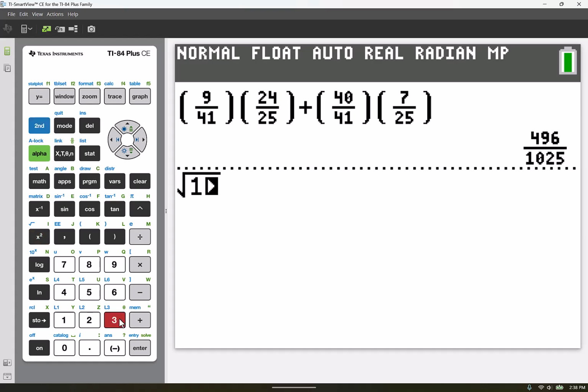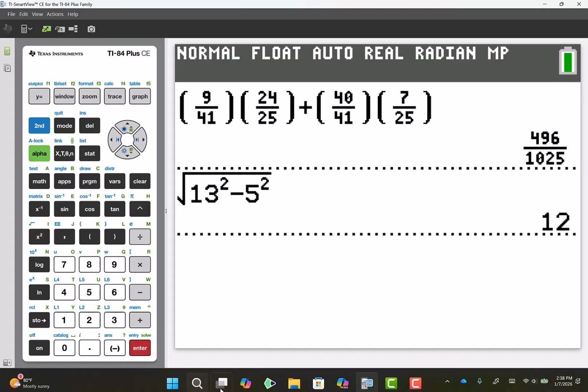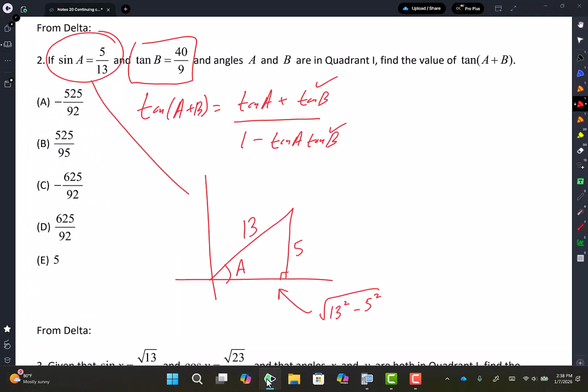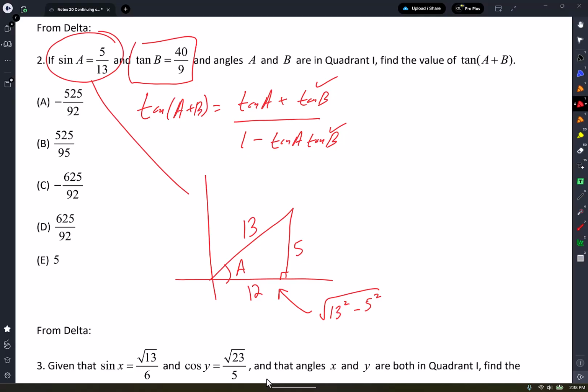Square root of 13 squared minus 5 squared. And there it is. You get a 12. So this is 12. And some of you are probably not surprised. It's one of those. All right, so here we go. What is tan A? Tan is opposite over adjacent. So it's 5 over 12.